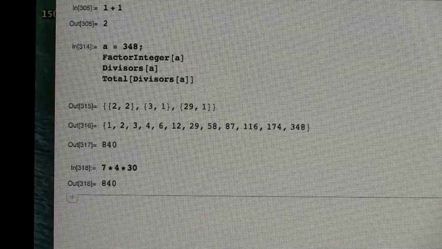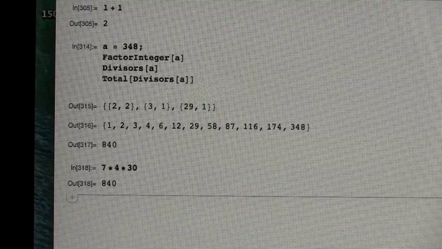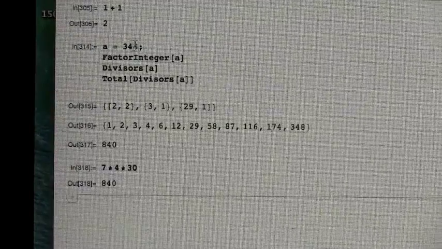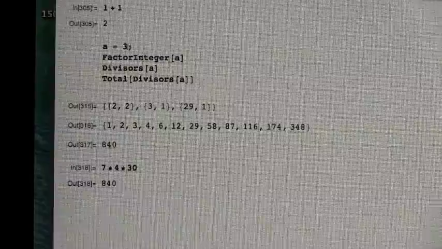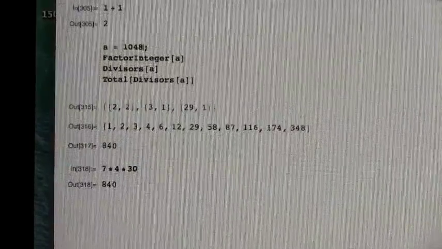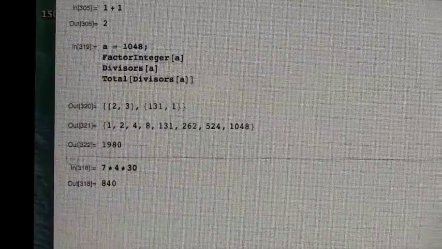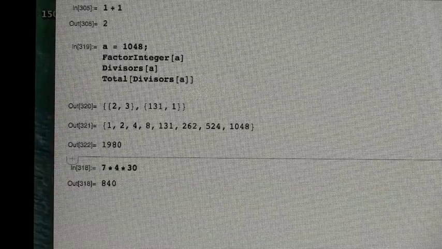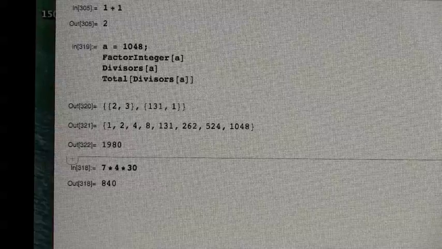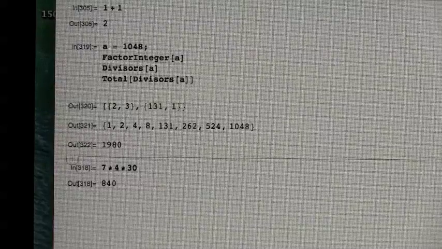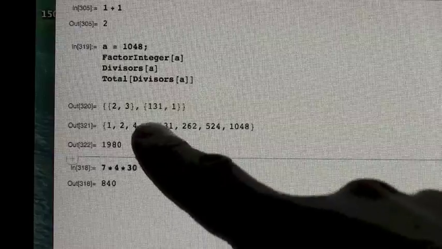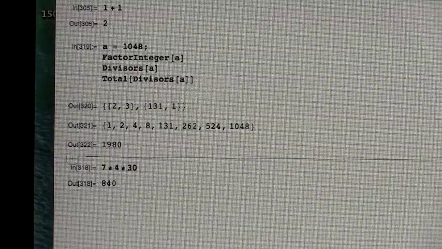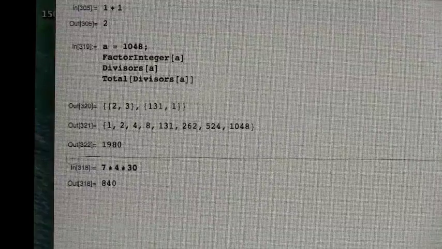Cool. Yeah, it's pretty neat. Let's do one more, just as an example. Can you pick a number? How about 1048? Okay, awesome. This number just happened to be 2 cubed times 131 to the first power. So it has these factors: 1, 2, 4, 8, 131, 262, 524, 1048, and the sum is 1980.